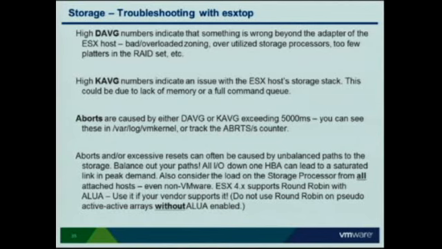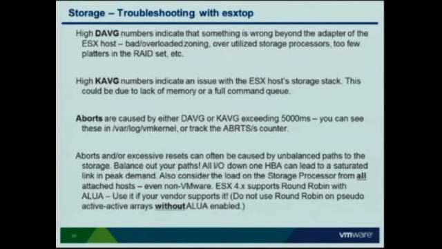In either case, aborts are caused by either DAVG or KAVG exceeding 5,000 milliseconds. You can see these in /var/log/vmkernel, or you can actually track the aborts per second counter. Aborts and/or excessive resets can often be caused by unbalanced paths out to your storage. So the key takeaway here is balance out your paths. Make sure that you're not sending all of your I/O down one path and leaving the other path empty, not doing anything.